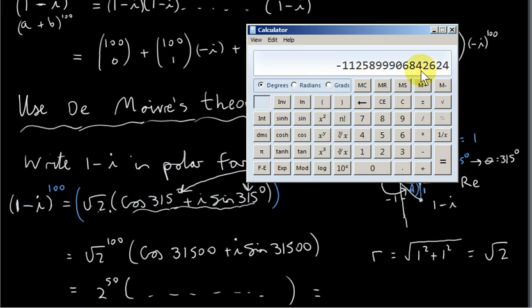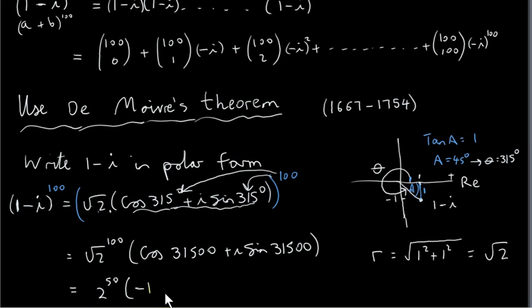Well, you can see that it's such a large number that I won't actually write it down. What I will do is I'll just write down the cos of 31,500 and the sine of 31,500 and leave this factor of 2 to the power of 50 outside. The cos of that angle is minus 1. The sine is 0. So we have a real number. We have 2 to the power of 50 times minus 1.